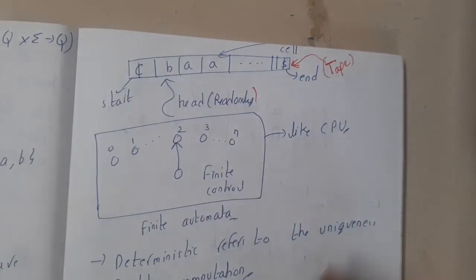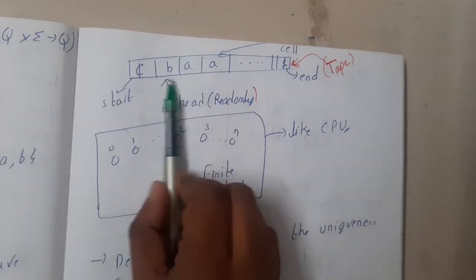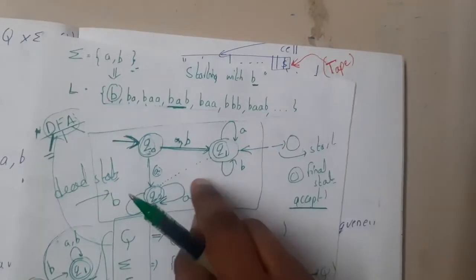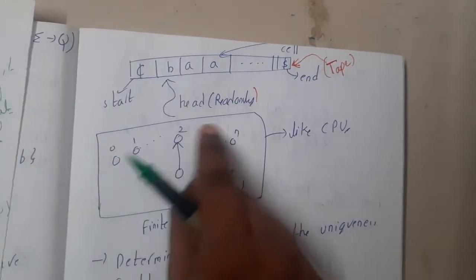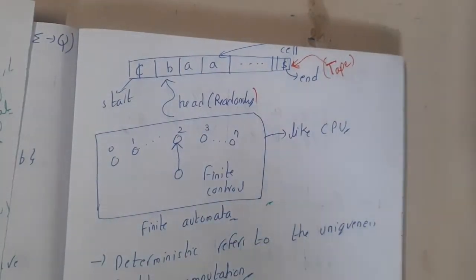In the same way, how it works in a CPU is, we are going to have this finite control. As you read the string, this moves step by step. So instead of drawing the diagrams in this way, you are going to have it in this way. That's just for your understanding.